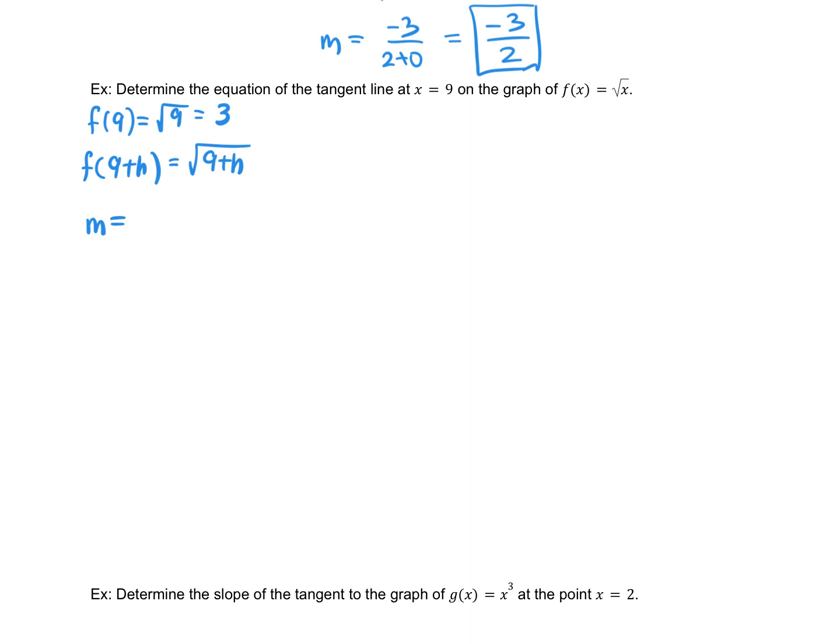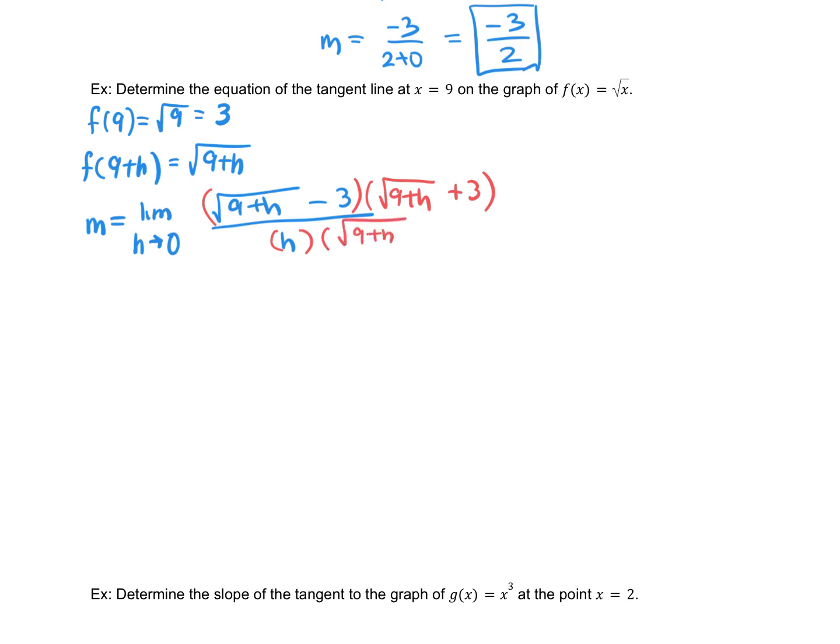The slope of the tangent will equal the limit as that horizontal distance approaches 0 of the square root of 9 plus h minus 3 all over h. Now I see a radical. That's making me think of the conjugate. So I'm going to multiply the numerator and the denominator by the conjugate of the numerator. So that'll be the square root of 9 plus h plus 3. And I'll do the same thing on the bottom.